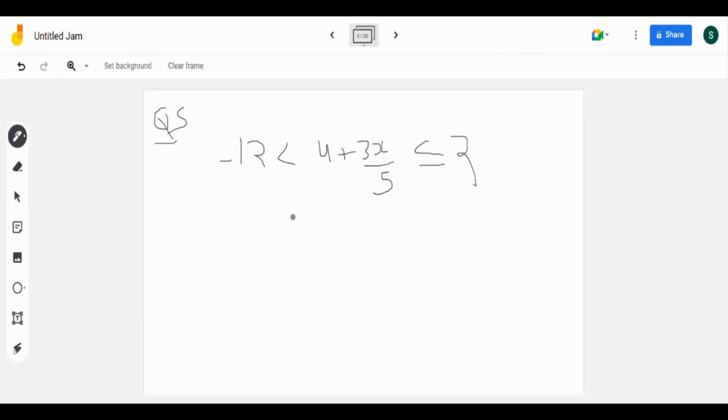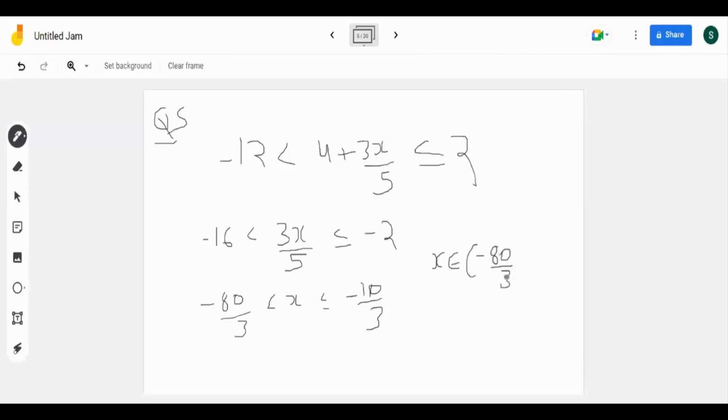Subtract 4 on both the sides. That is minus 16 less than 3x by 5 less than equal to minus 2. Now we will multiply by 5 by 3 on both the sides to get x. It will become minus 80 by 3 less than x less than equal to minus 10 by 3. So this is our answer. We got our first answer as a fraction. Okay, no worries. x belongs to minus 80 by 3 comma minus 10 by 3, including minus 10 by 3.